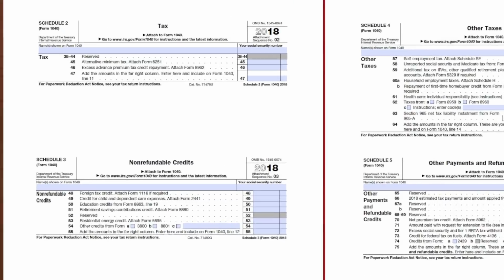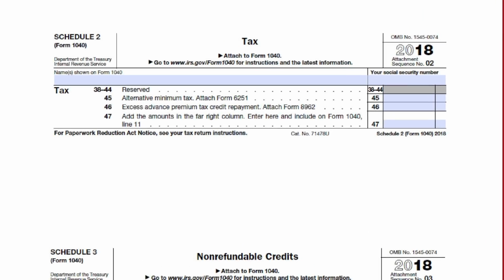Turn to page 8, where we have put a box around Schedule 2 to Form 1040. Schedule 2 is for additional taxes. And on line 45, we have alternative minimum tax, for which the taxpayer also needs to fill out Form 6251.